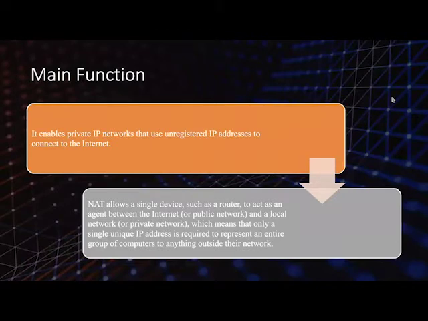The main functions of the NAT. It enables private IP address networks that use unregistered IP addresses to connect to the internet. NAT allows a single device such as a router to act as an agent between the internet or public network and a local network or private network, which means that only a single unique IP address is required to represent an entire group of computers to anything outside their network.